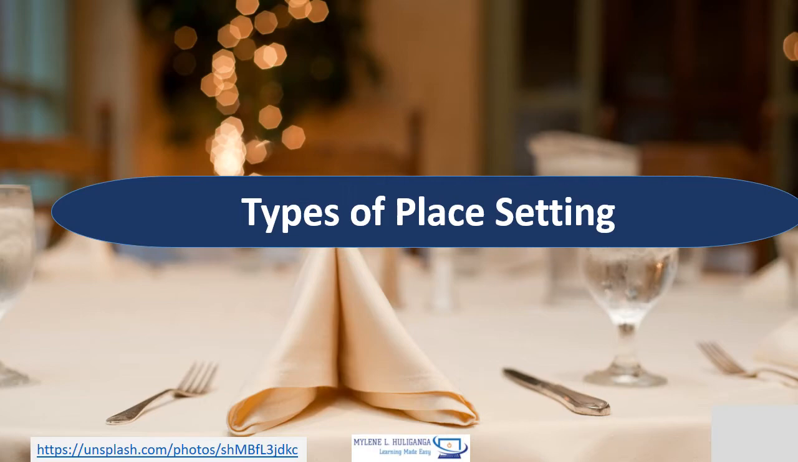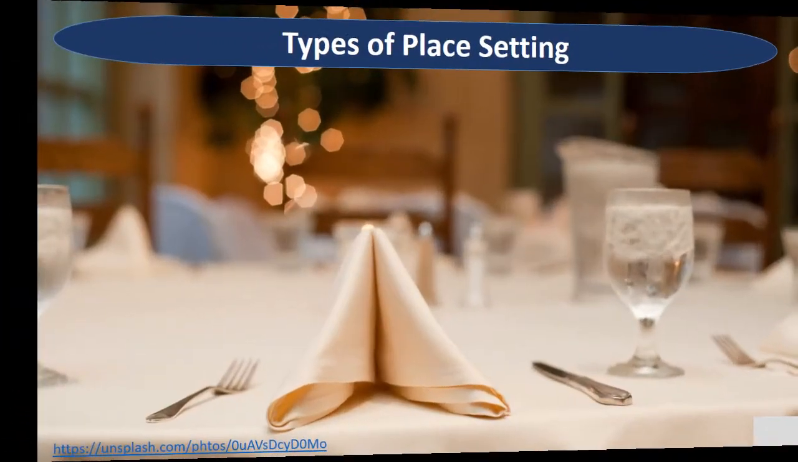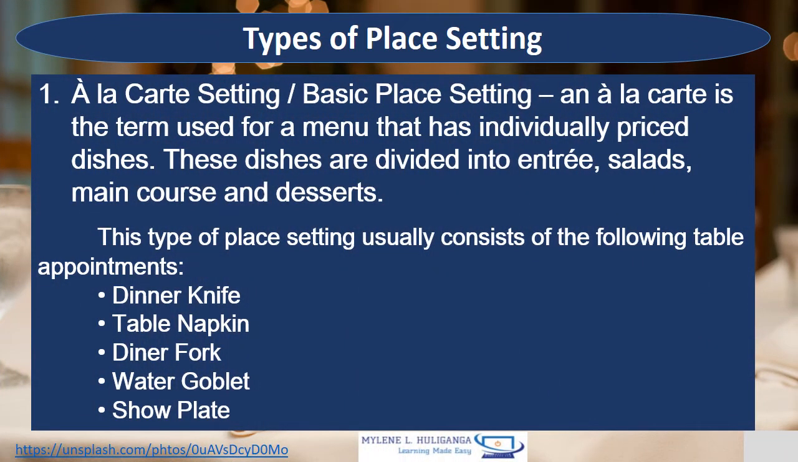Types of place setting. A la carte setting or basic place setting. An a la carte is the term used for a menu that has individually priced dishes. These dishes are divided into entree, salads, main course, and desserts. This type of place setting usually consists of the following table appointments: dinner knife, table napkin, dinner fork, water goblet, and show plate.